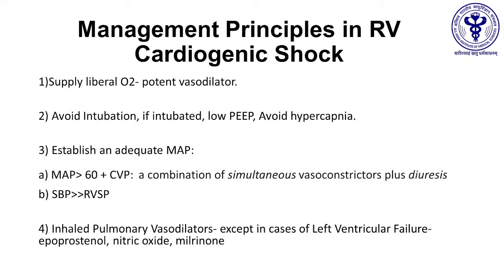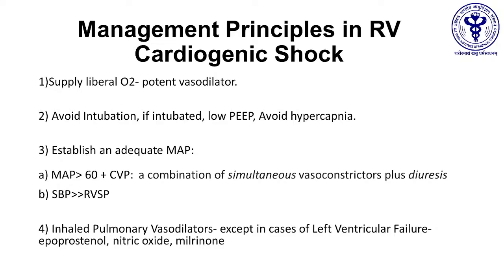Management principles in RV cardiogenic shock: supply liberal oxygen, because oxygen has a vasodilatory effect. Avoid intubation, which we have already discussed. The MAP should be maintained above the RV systolic pressure. We discussed the vicious cycle there.